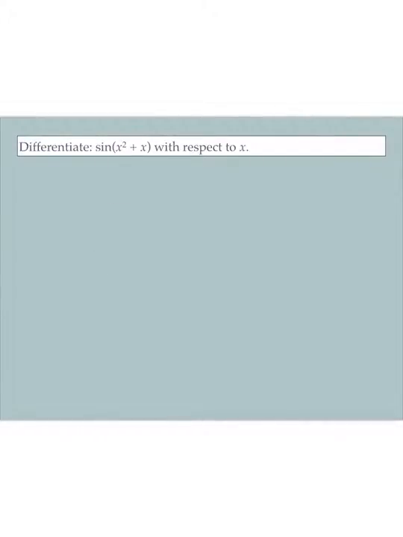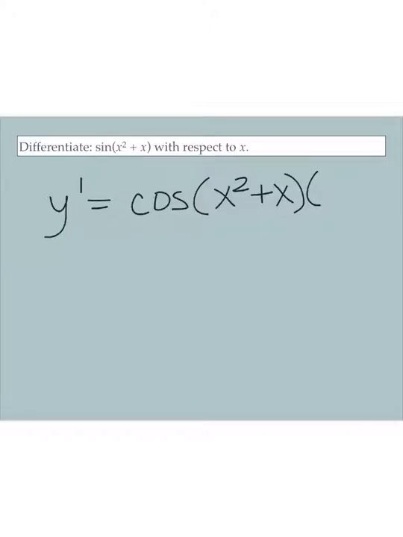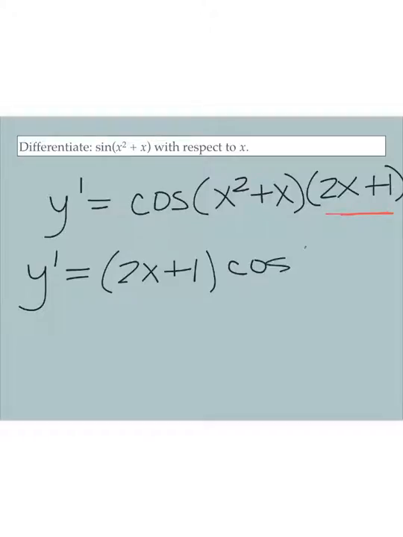It does get harder than this, but let's just do one more. Okay, differentiate. So y prime. What's the derivative of sine? Cosine. I keep the inside the same, and then I multiply by the derivative of the inside, which would be 2x plus 1. Even now, I would still move this to the front if I was writing it. I would write that as 2x plus 1 times cosine of x squared plus x, like that.